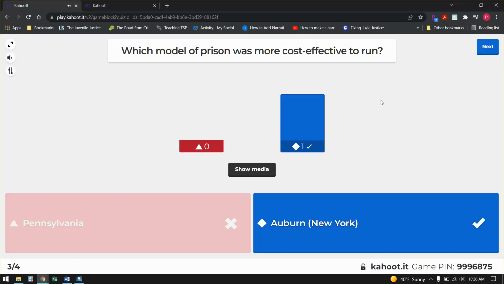Remember, this model could hold more prisoners, and at the time, they could be used for labor to create goods to sell. So the Auburn and New York model prisons in the early days were self sustaining. So the more prisoners you had, you could make more money running the prison.